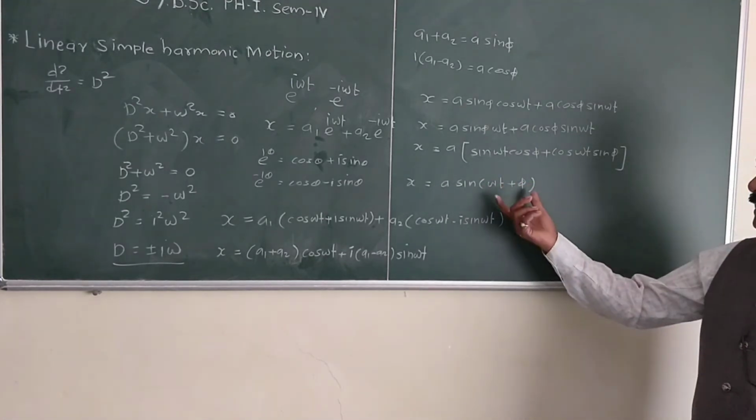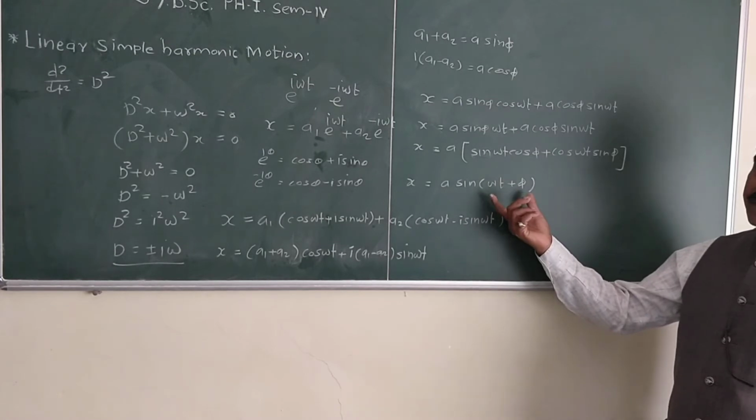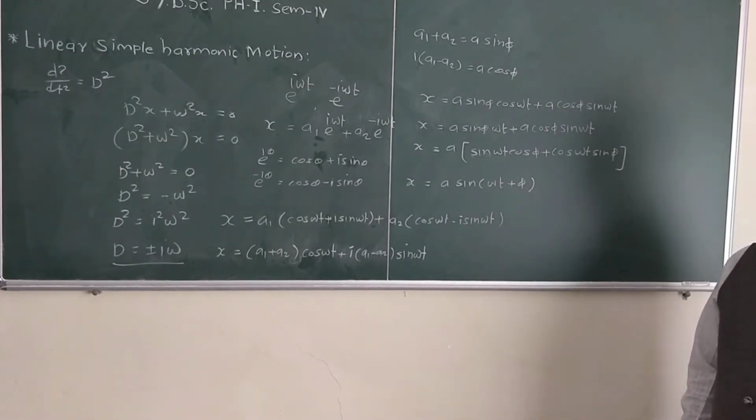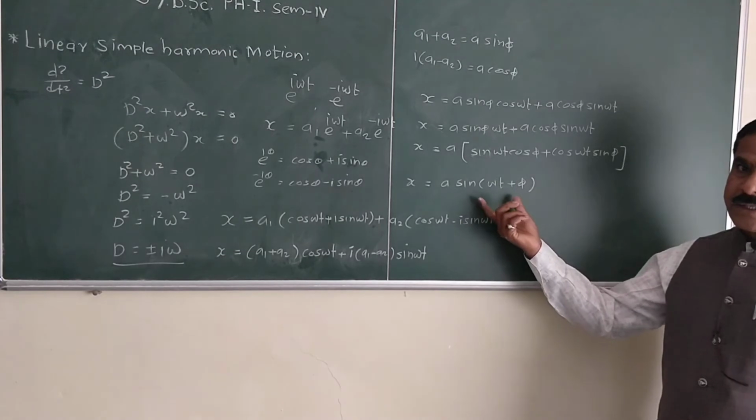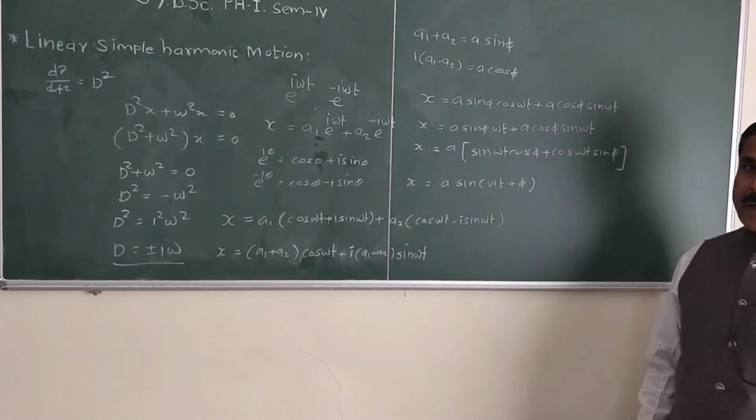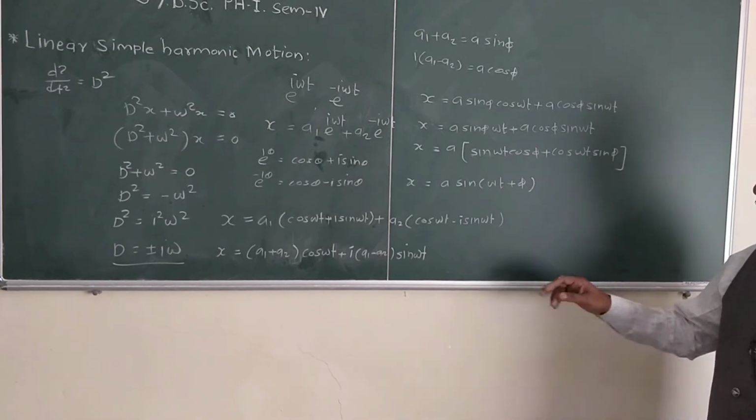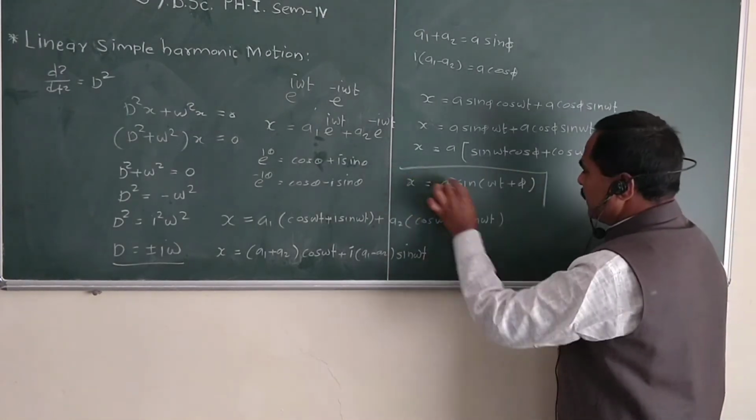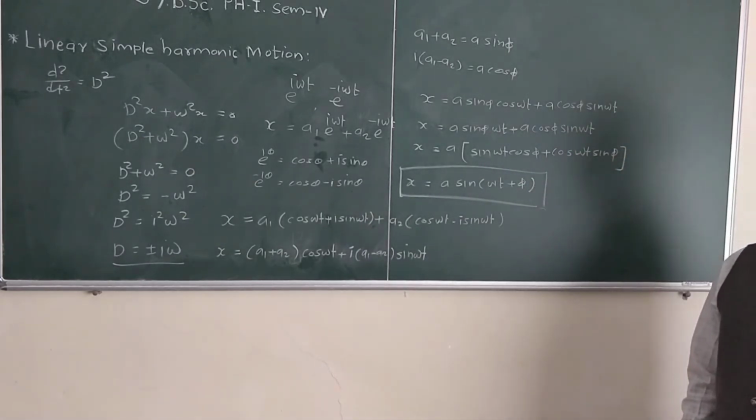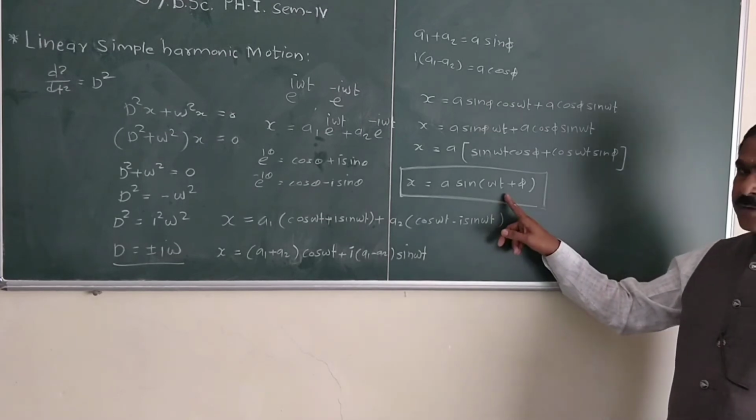So this is the last equation, and this equation is called the solution of the differential equation of the particle performing linear simple harmonic motion. This equation is also called the equation of displacement at any instant. Okay, this is the important equation, the displacement of a particle at any instant performing linear simple harmonic motion.